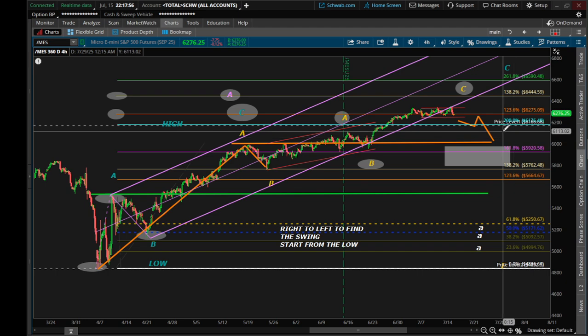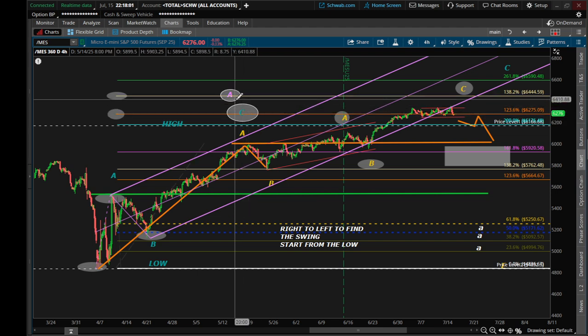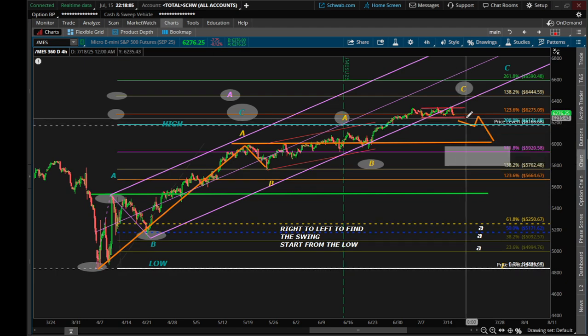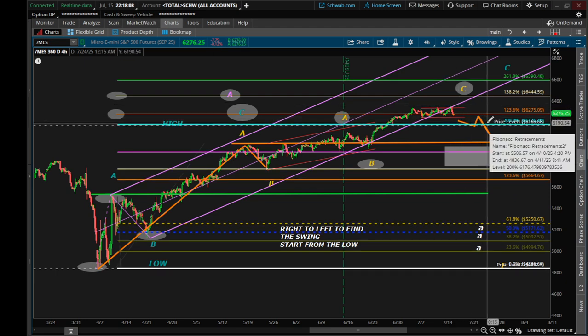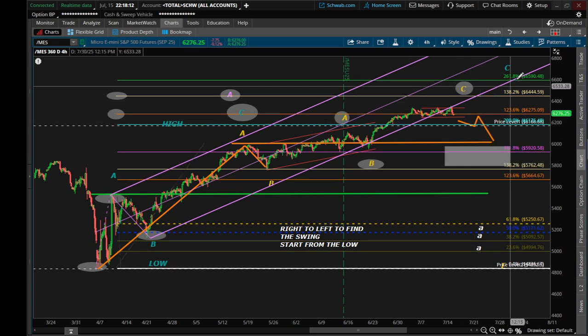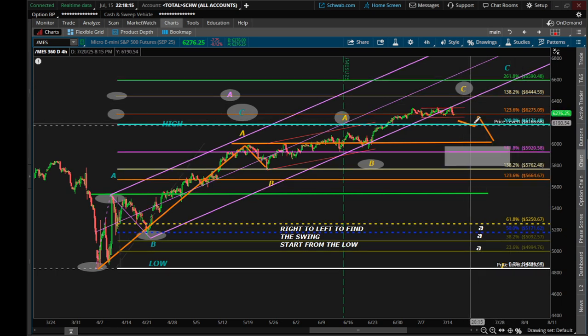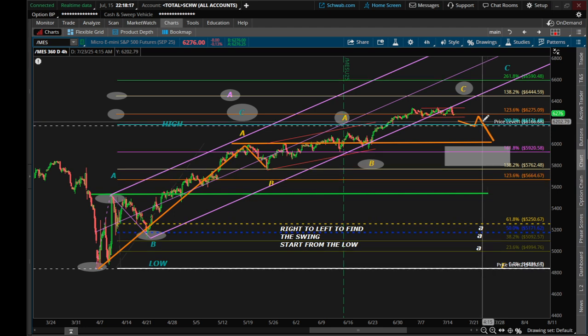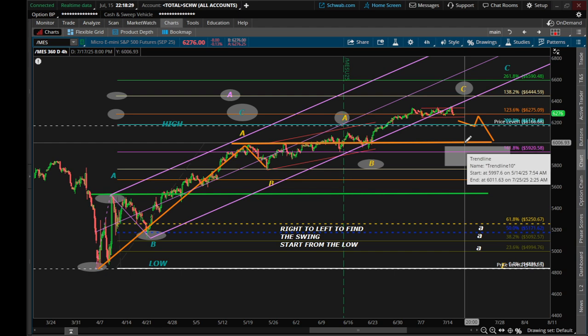Okay, and then let's do the alternate count. Well, no. Let's do one more scenario off the primary count, right? So we said that it may come down, test the high resistance level, retrace maybe 50% or so, and then come down and test this level here at 659.90. And then I'll come back and put the retracement levels up there and see if it matches.